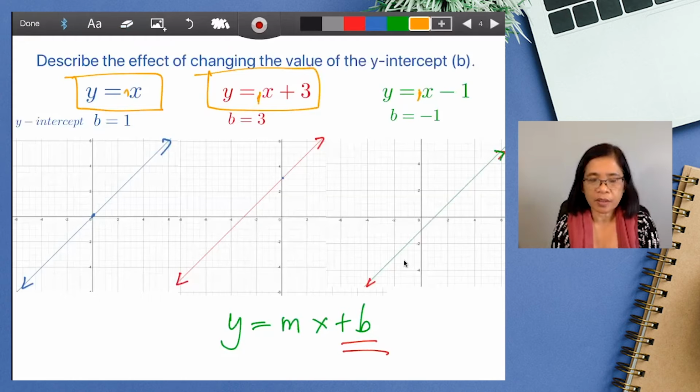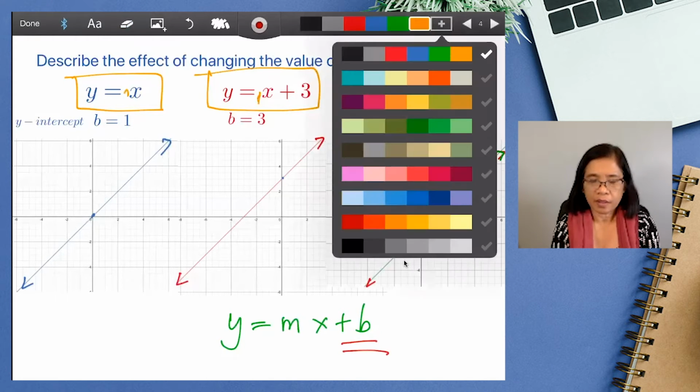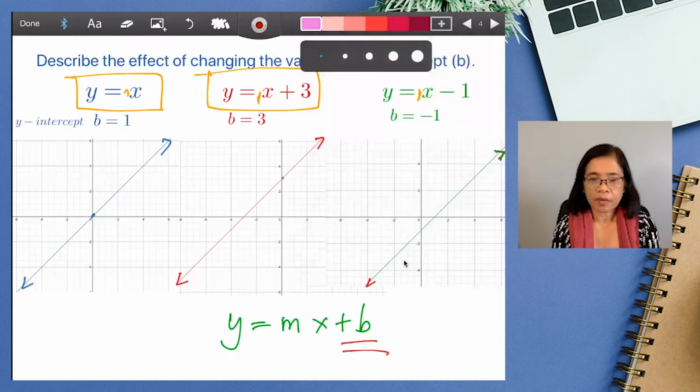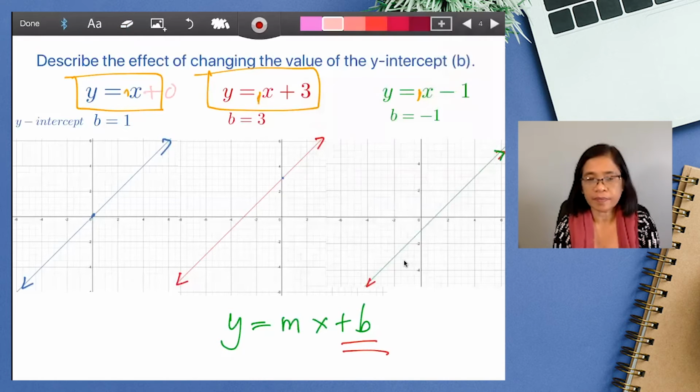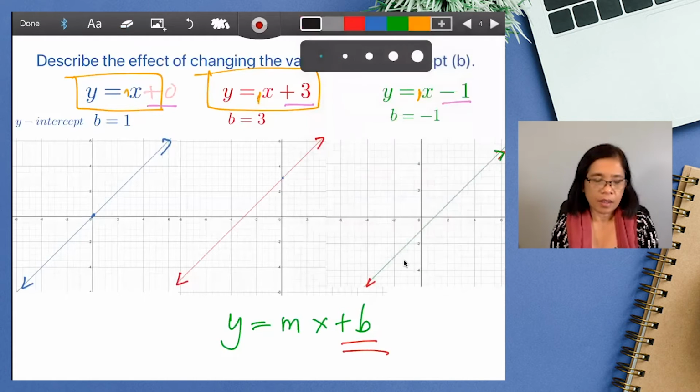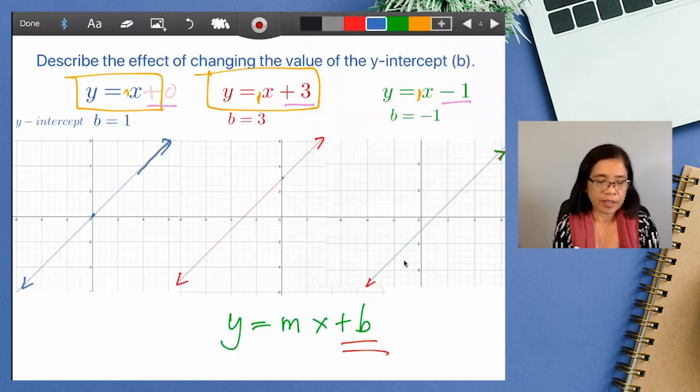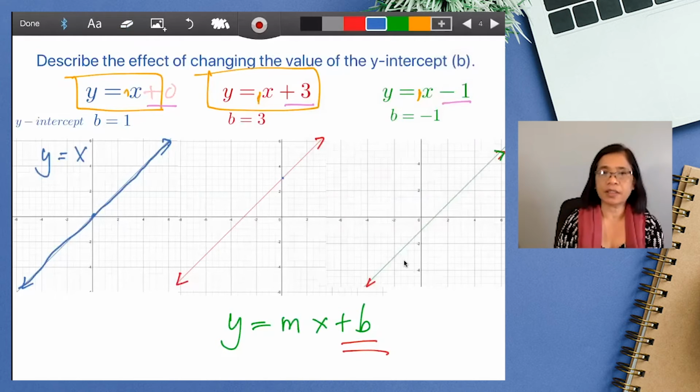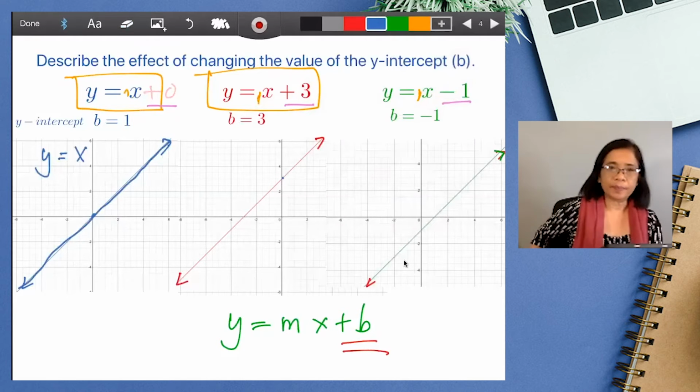So in this case, I have here plus 0. It's understood to be plus 0. And plus 0 here, plus 3, and minus 1. So we change this value of b, or the y-intercept, from our parent function y is equal to x. So this first line is the line representing y is equal to x. This is the same as the original parent function we had in example 1.